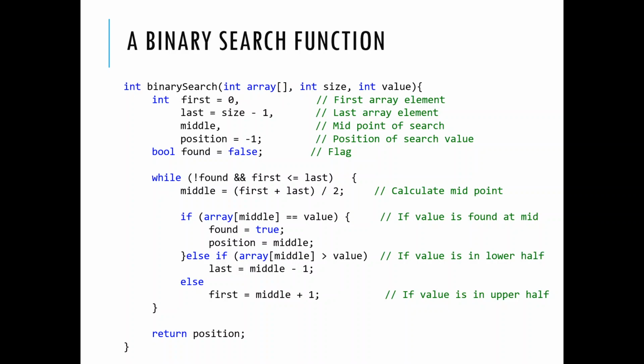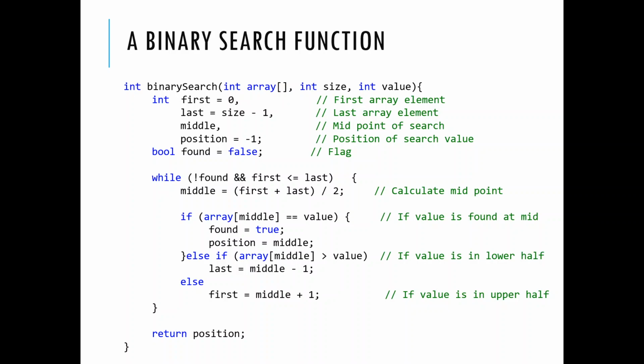I get the midpoint between the first and the last, exactly halfway. I then see if what I'm looking for is in the middle. If it is what I'm looking for, then I'm going to stop. If the element in my array is greater than the value I'm looking for, I'm on the first half of my list. Otherwise, I'm in the second half of my list.